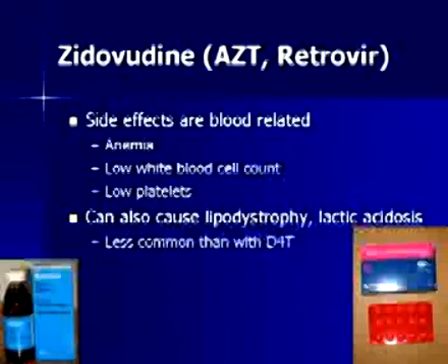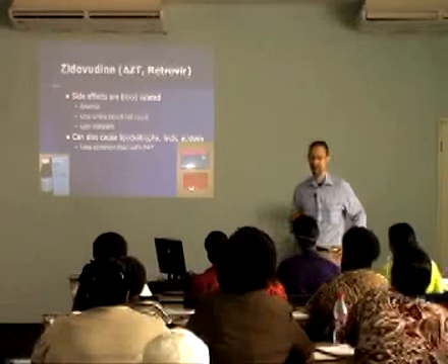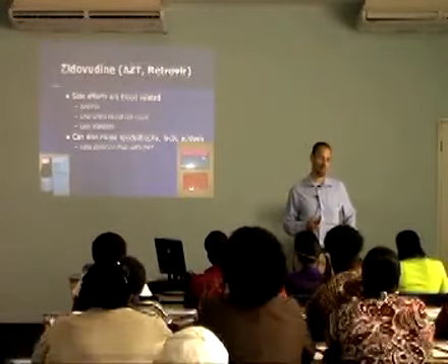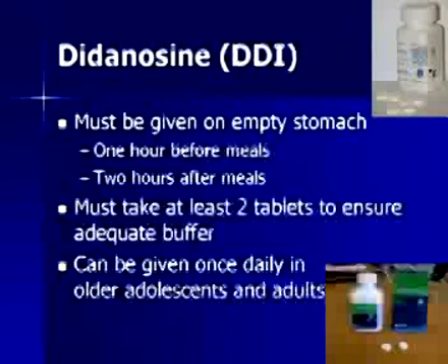AZT, a very good drug, actually the first drug that was ever made for antiretroviral therapy. It also has a few side effects, mostly related to the blood. It can cause anemia, low white blood cell count, and low platelets. This can also cause lipodystrophy, lactic acidosis, peripheral neuropathy, but much, much less common than D4T.